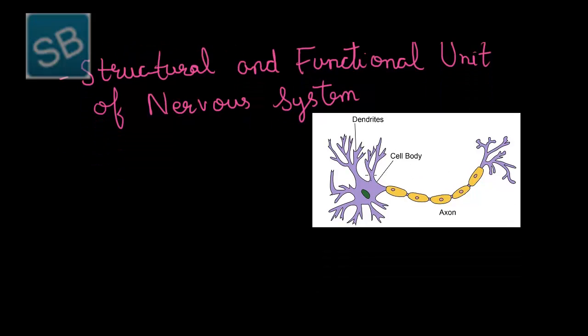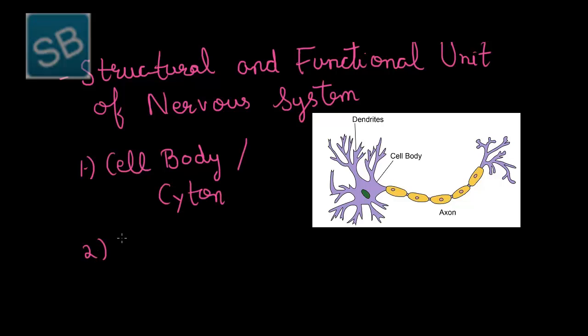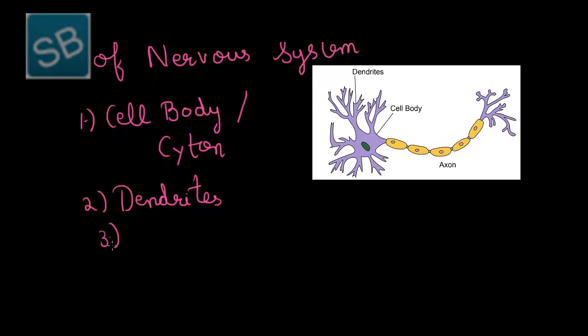This figure depicts the structure of a neuron or nerve cell. As can be seen from the figure, a typical nerve cell basically comprises three parts: first, the cell body or cytone; second, dendrites; and third, the axon. The cell body or cytone can be of various shapes, like oval or star shaped. As can be seen from the figure, it is irregular in shape.